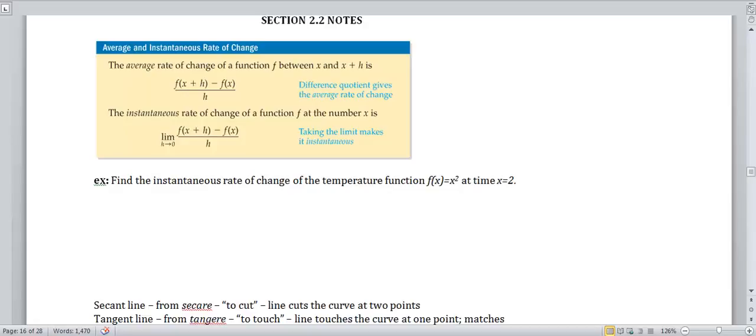Hello, today we'll be looking at section 2.2. Let's start with the average and instantaneous rate of change. So the average rate of change of a function is given by this equation right here, f of x plus h minus f of x all over h.